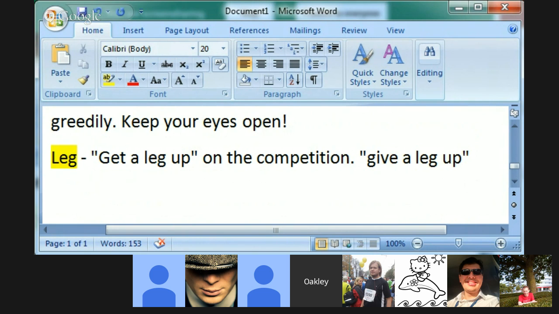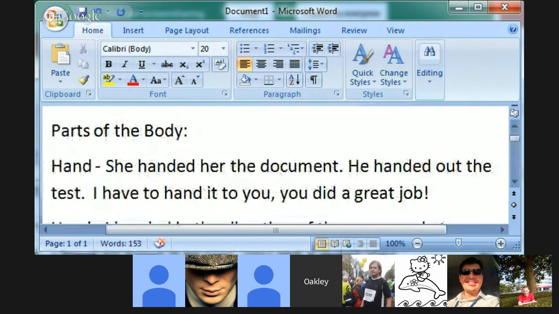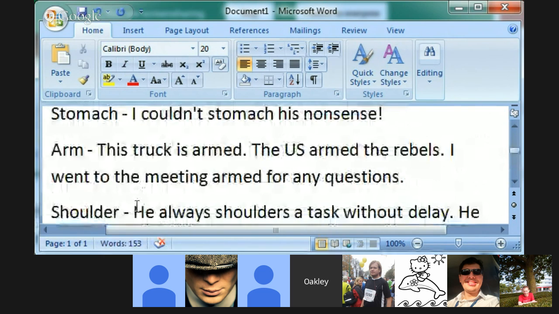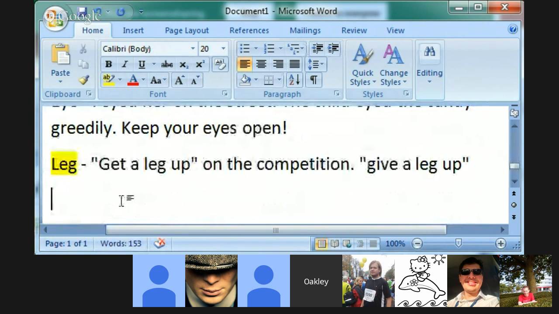Okay, Heidi, let's review quickly parts of the body that can be verbs. Hand, head, stomach, arm, shoulder, foot, knee, eye. Okay. And elbow is the same meaning. Elbow aside. Elbow someone aside.